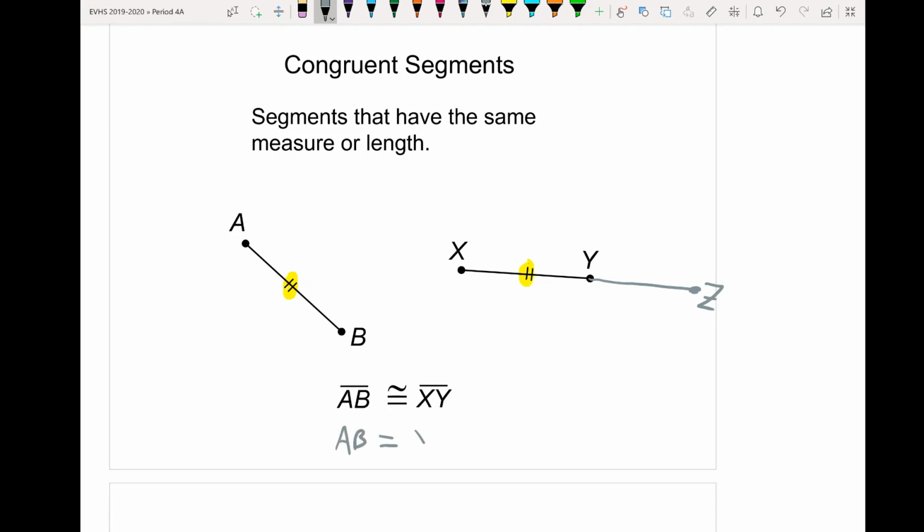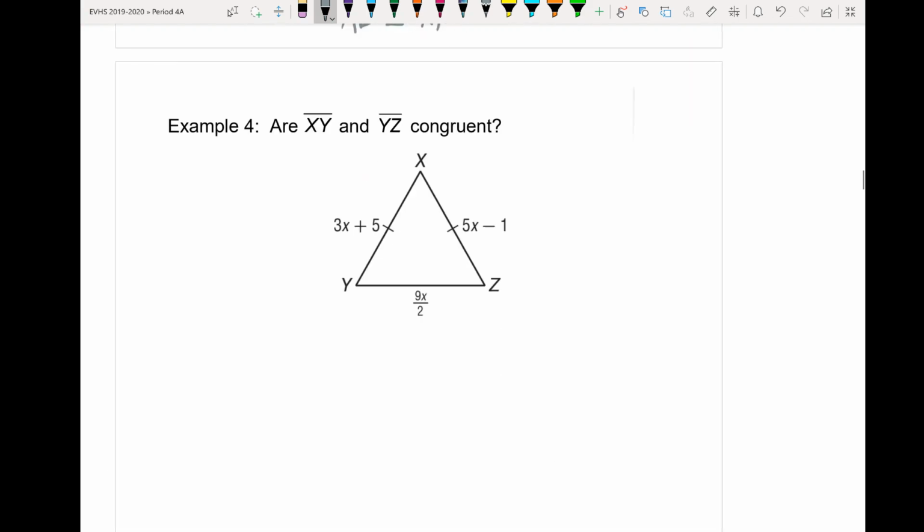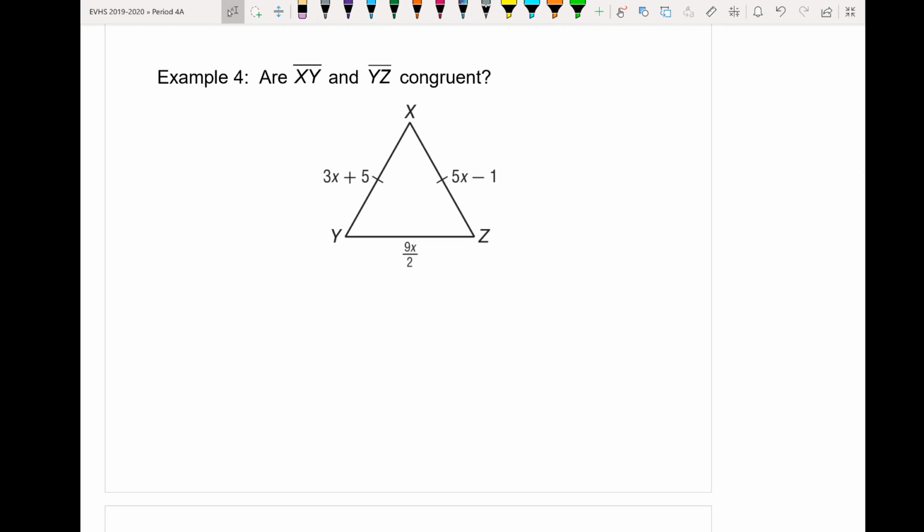However, AB is equal to XY because segment AB is a geometric figure. It's a segment, whereas AB is a distance or a number. Figures are congruent, numbers are equal. All right. So are segments XY and YZ congruent?